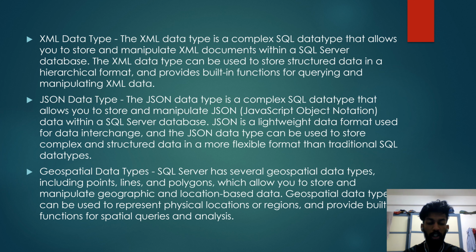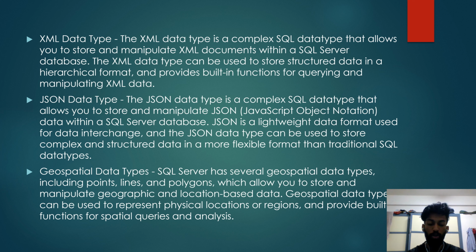XML data type. The XML data type is a complex SQL data type that allows you to store and manipulate XML documents within a SQL Server database. The XML data type can be used to store structured data in a hierarchical format and provides built-in functions for querying and manipulating XML data. JSON data type. The JSON data type is a complex SQL data type that allows you to store and manipulate JSON, that is JavaScript Object Notation, data within a SQL Server database. JSON is a lightweight data format used for data interchange, and the JSON data type can be used to store complex and structured data in a more flexible format than the traditional SQL data types.